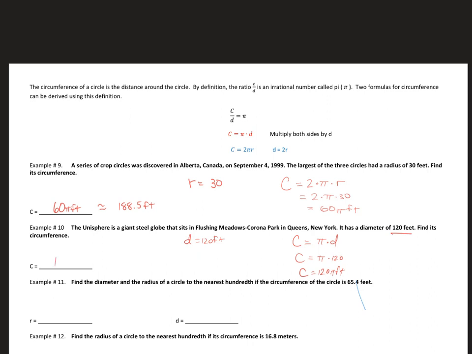So again, I could write my answer as 120 pi feet. That is an exact answer. But if I just do 120 pi on my calculator, I get that is approximately 377 feet.